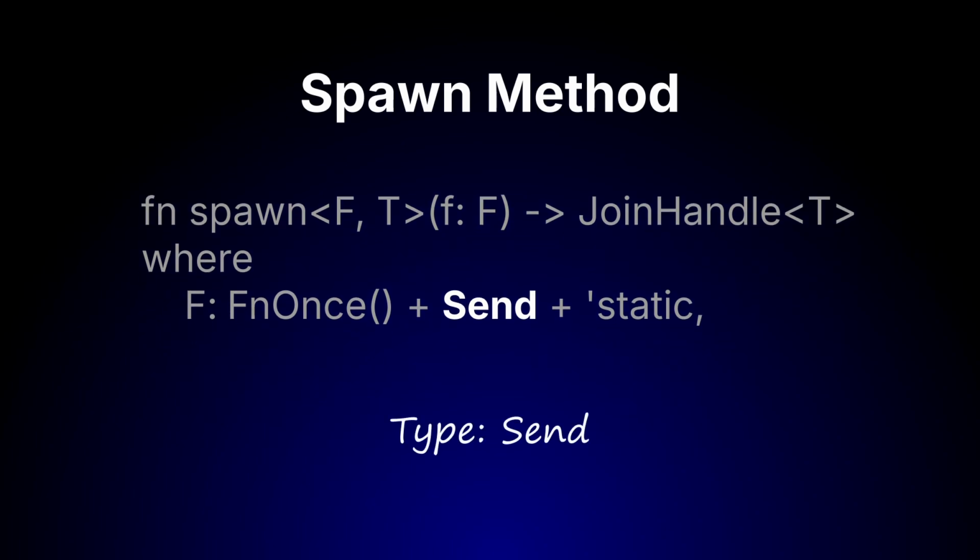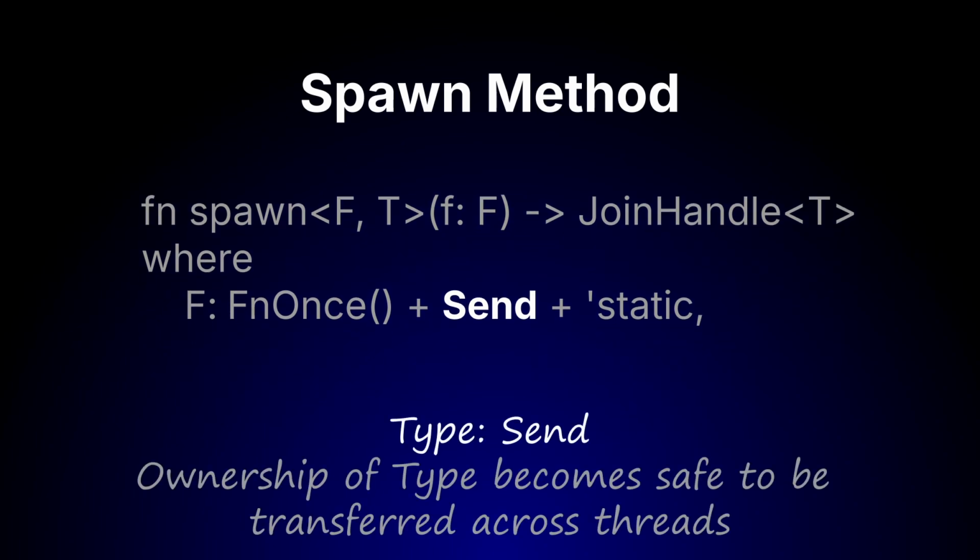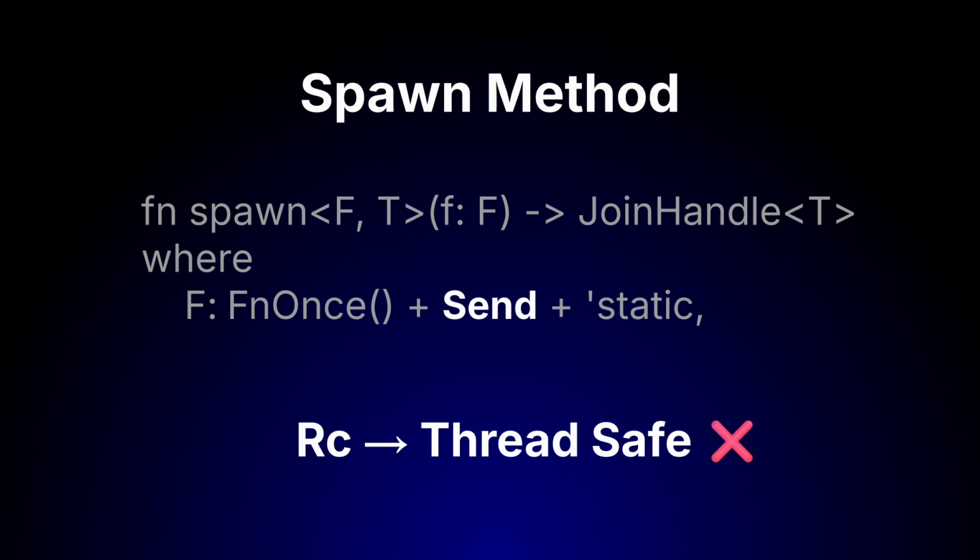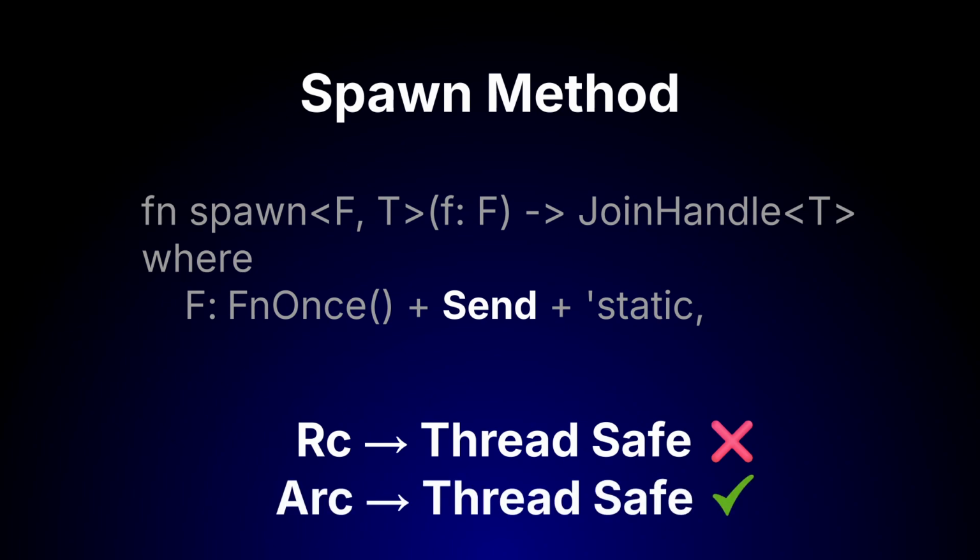Send denotes a type to be safe to transfer ownership across threads. So when we say something is thread safe, that means it is marked by the Send trait. Also, Send is an auto trait, also called marker trait, which means the Rust compiler automatically implements Send for your custom types if all of its fields and component types also implement Send. We previously saw in our Box pointer video that Rc smart pointer is not thread safe, whereas Arc is a thread safe smart pointer.